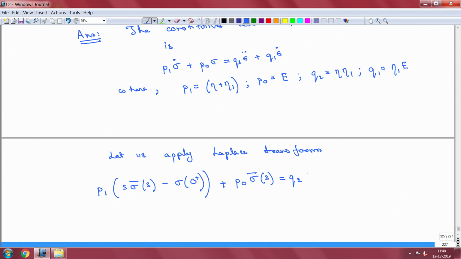And then you have Q2, and here you will have s squared epsilon bar of s minus s times epsilon 0 minus epsilon dot 0. So, this is the expression for the first term, and then you have the second term, which will give us Q1 times s epsilon bar of s minus epsilon 0.